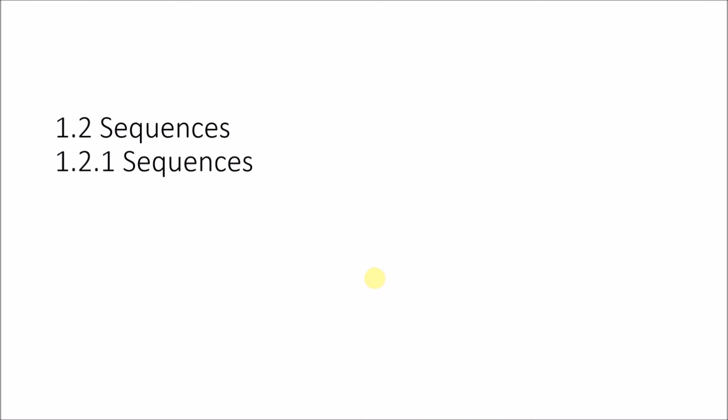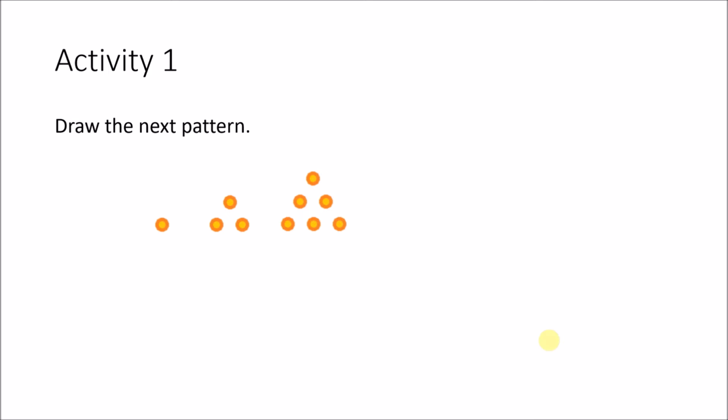So what are sequences? Before we look at the definition, try this activity. Draw the next pattern. Given here you have one circle, then we have 3, then we have 6. The addition of circles here follows a certain pattern. So what do you think is the next pattern? The answer is this.